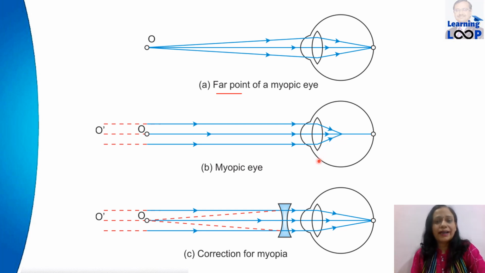Now, how to correct this defect? This defect can be corrected by using a concave lens, because a concave lens is a diverging lens. So whatever rays are coming, it will diverge those rays, and finally those rays will now intersect at the retina and the image will be formed on the retina. So now the person, after using a concave lens of a suitable focal length, will be able to see clearly. So this was about myopia.